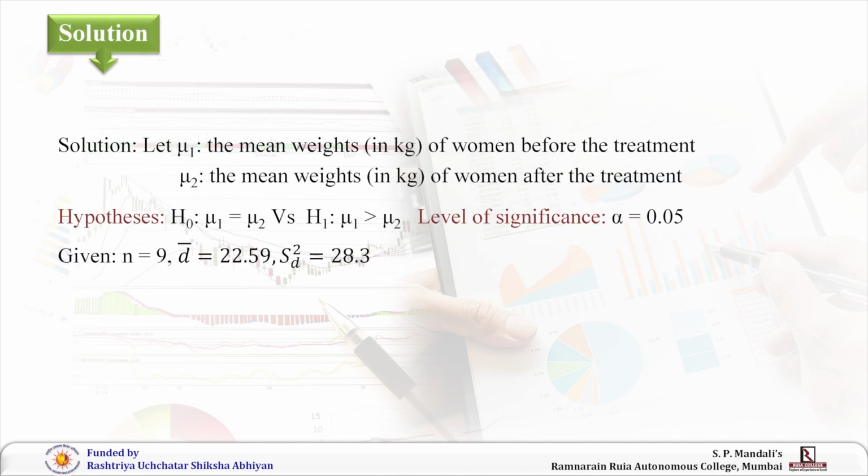So, let mu1 be the mean weights of women before the treatment and mu2 be the mean weights of women after the treatment. The same set of women is being recorded for weight before and after the treatment. Since the weight is expected to be lost after the treatment, H1 will be mu1 greater than mu2. We have a sample of size 9 here.